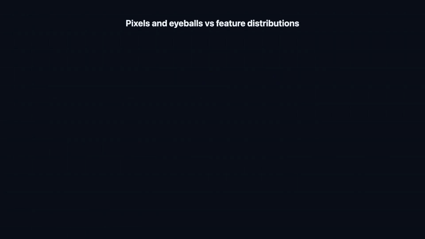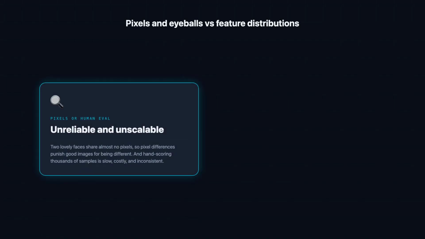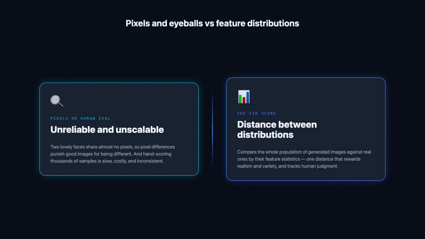So why go through all that machinery instead of something simpler? Here's the contrast side by side. Comparing images pixel by pixel simply doesn't work. Two beautiful faces can share almost no pixel values, so a raw pixel difference punishes good images for merely being different rather than being bad. And hiring people to score thousands of samples is slow, expensive, and inconsistent, so it never scales to the constant evaluation research actually needs. FID instead compares whole distributions in feature space.